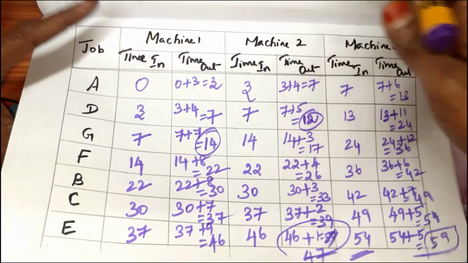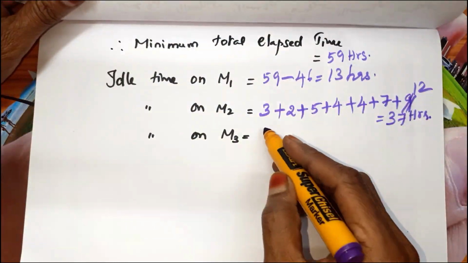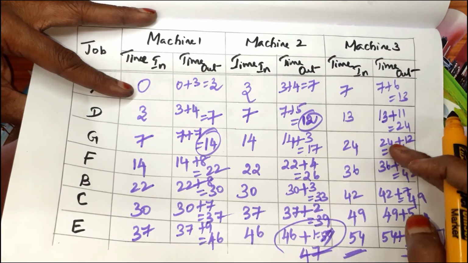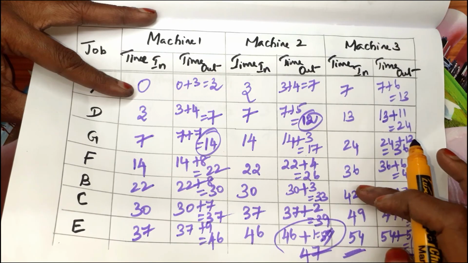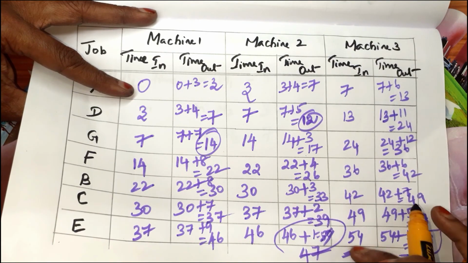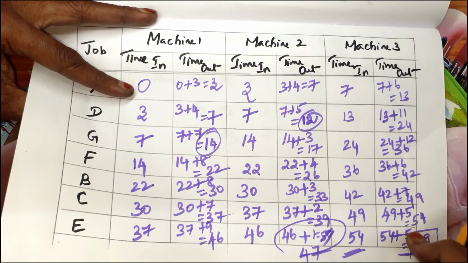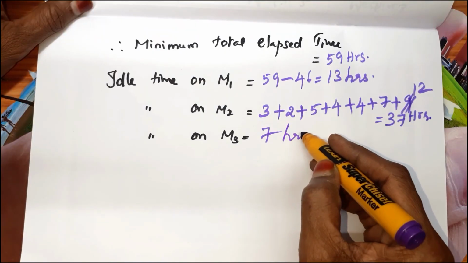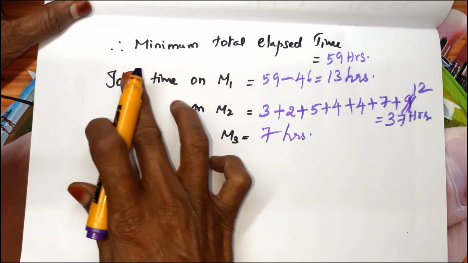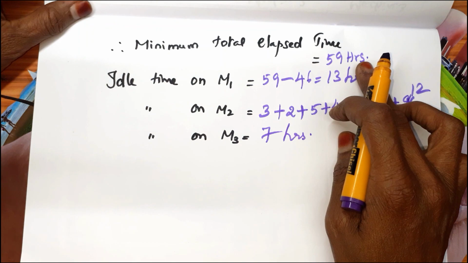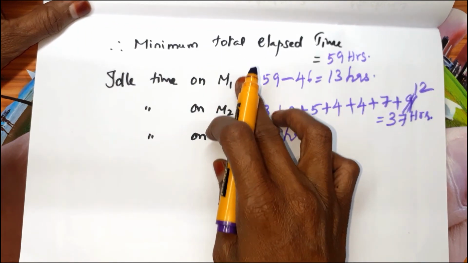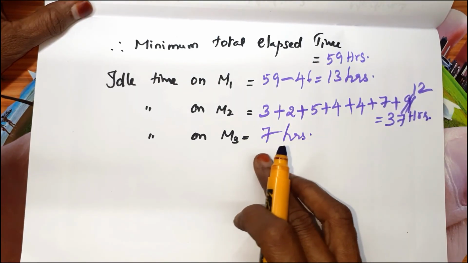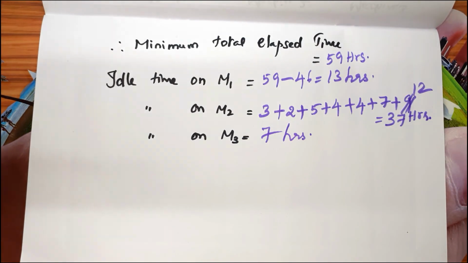Come to the third machine. First 7 hours it is not working. Then 13 continuously working. 24 continuously working. 36 continuously working. 42, 49, 54, finally 59. So the first 7 hours only it is not working. So 7 hours is the idle time for machine 3. So maximum completion for the project is 59 hours. That is the total elapsed time. And idle time for machine 1, 2, 3 are 13, 37 and 7 hours. Is it clear? Thank you.